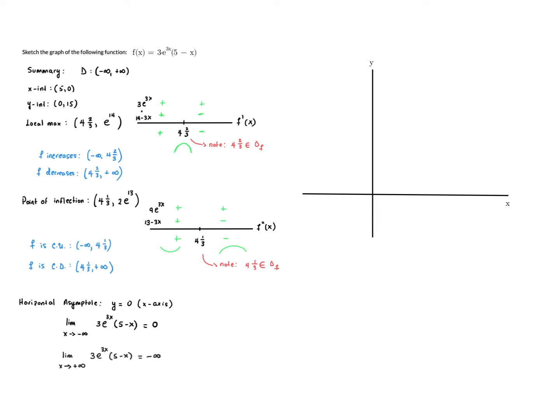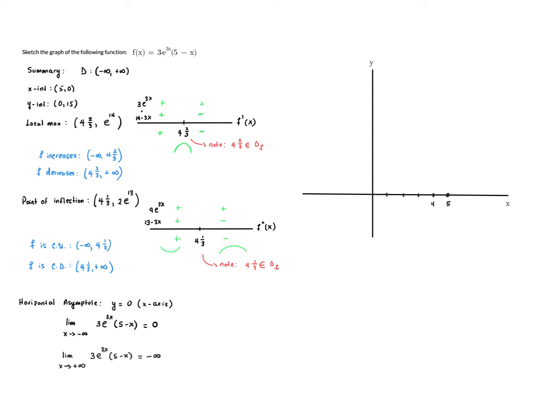Let's go ahead and plot these points. One of the points will be 4 1/3, and then the other one is going to be 4 2/3. The y-intercept is (0, 15), and the x-intercept is (5, 0). Why don't we go 1, 2, 3, 4, and then 5 right here. So this is 4 and this is 5. Here we're going to have a point lying on the axis.